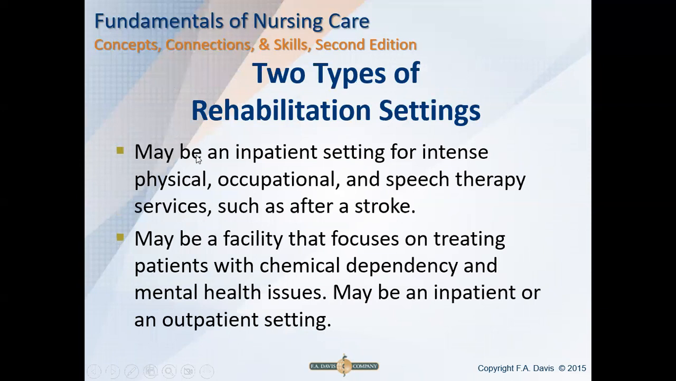Next, the types of rehabilitation settings, right? What is that? It may be an inpatient setting for intense physical, occupational, and speech therapy and services, such as after a stroke. Maybe a facility that focuses on treating patients with chemical dependency and mental health issues. Maybe an inpatient or an outpatient setting, right?